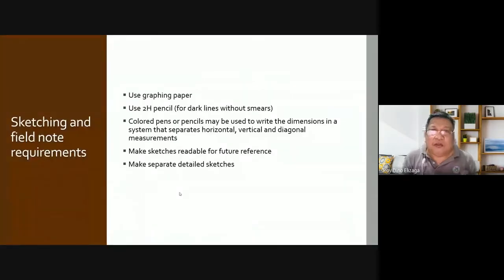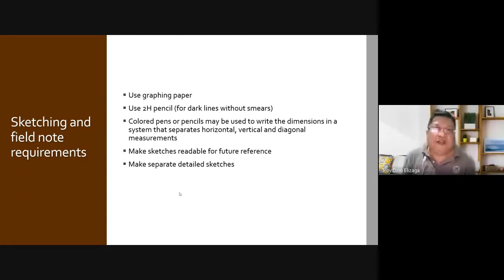So let's discuss taking field notes. Of course, we use the graphing paper to make it easier for us to draw without having to keep on measuring with a ruler, and then the 2H pencil so that it is dark enough without being smeared. And what was not mentioned among the tools is the colored pens, which I really find very helpful, because I try to train myself to work using pens alone and no pencils.